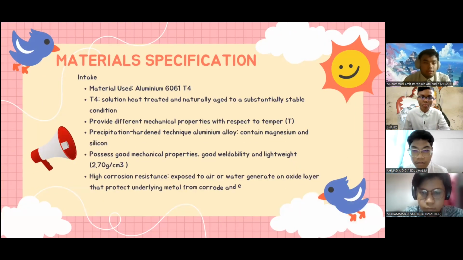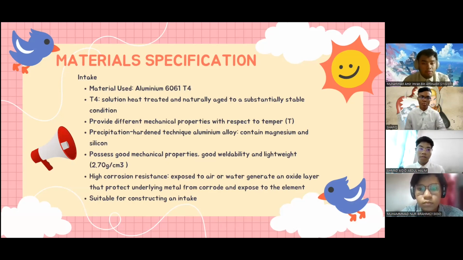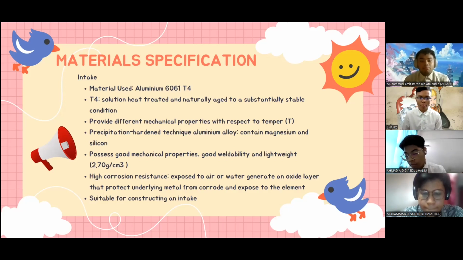The second part is the intake. The material used for the intake is aluminum 6061 T4. What does T4 mean, by the way? T4 is solution heat treated and naturally aged to a substantially stable condition. The T symbol indicates the temper, and it is a precipitation hardened aluminum alloy containing magnesium and silicon. It possesses good mechanical properties, good weldability, and light weight, around 2.70 gram per centimeter cube. It has high corrosion resistance; when exposed to air or water, it generates an oxide layer that protects the underlying metal from corrosion, which is why it is suitable for constructing an intake.